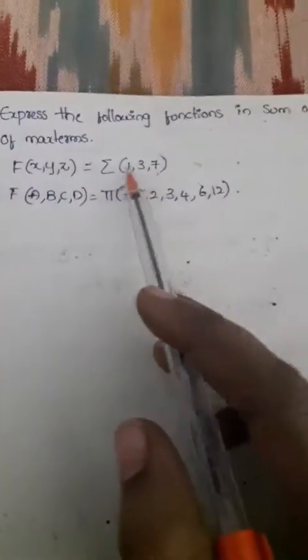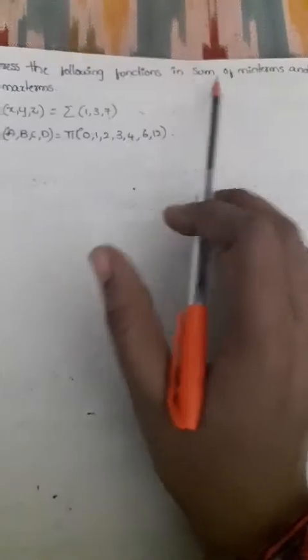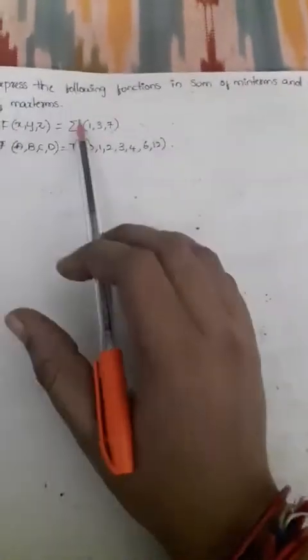In this class we are going to discuss the next problem related to Boolean algebra. So what is the next problem? Express the following functions in sum of minterms and product of maxterms.